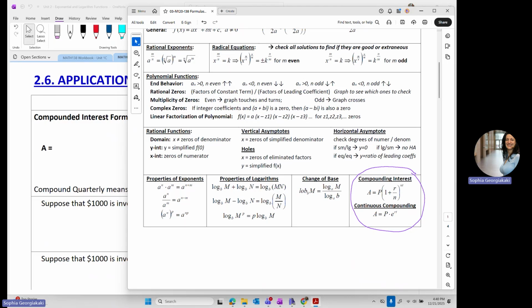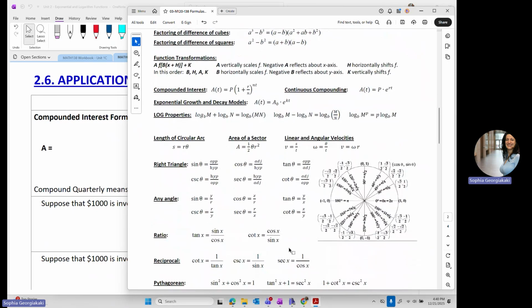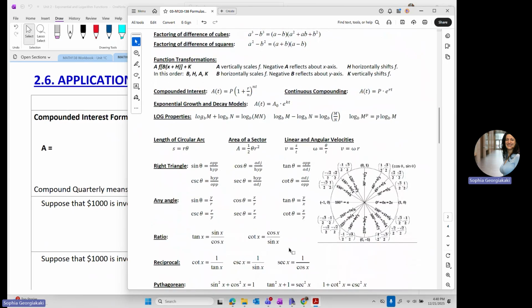And you can find them at the bottom of the first page from college algebra, but also at the middle of the second page for pre-calculus. So you have the formulas in a couple of places in your packet.